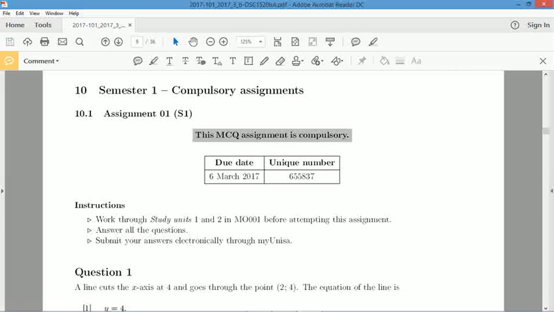This is DSC 1520. Today I'm going to be looking at assignment 1, which is one of the compulsory assignments that you need to do to submit before the actual due date. The due date for the assignment is the 6th of March, so please make sure you do submit it before the deadline. The first assignment is multiple choice.